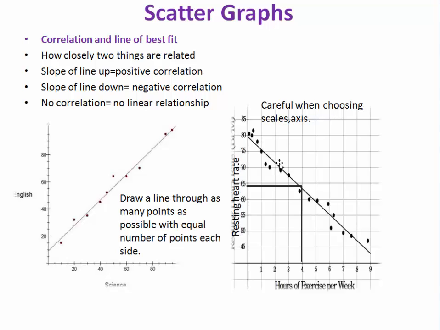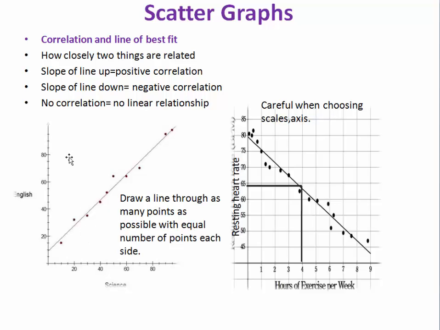When the line goes downhill, we call that a negative correlation, but be careful again, because the hours of exercise and resting heart rate is a good thing, it shows that you're fit. It's not necessarily a bad thing, although the correlation is negative. Here the line goes upwards. This is a positive correlation.